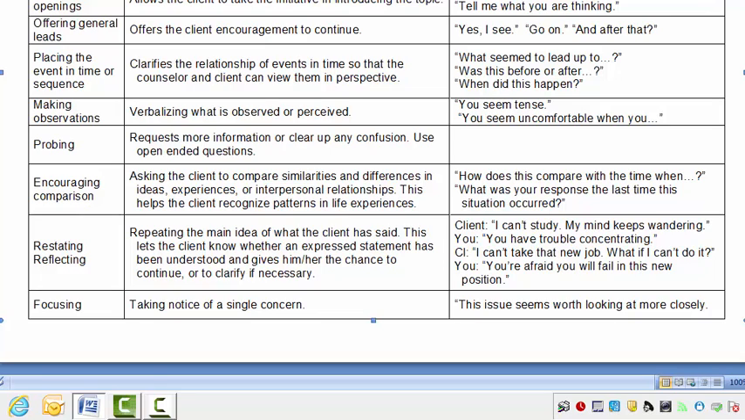Encouraging comparisons. This is helping you and them to begin to recognize patterns that you'll see within their life. As I mentioned, people have certain rules that they live by, and those rules create patterns. So they're going to find themselves responding similarly over and over again. And so it's helpful if you can bring that to their attention.